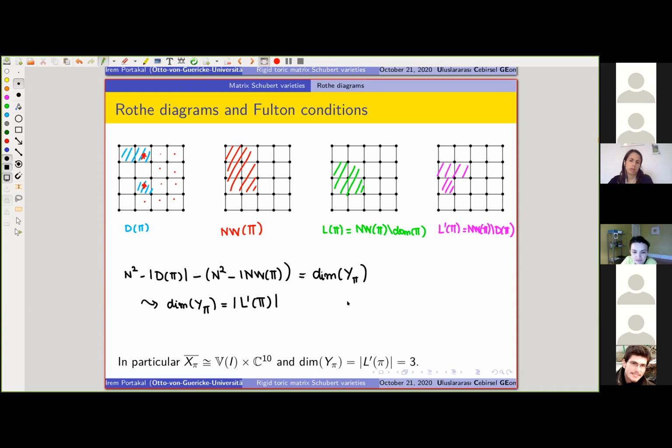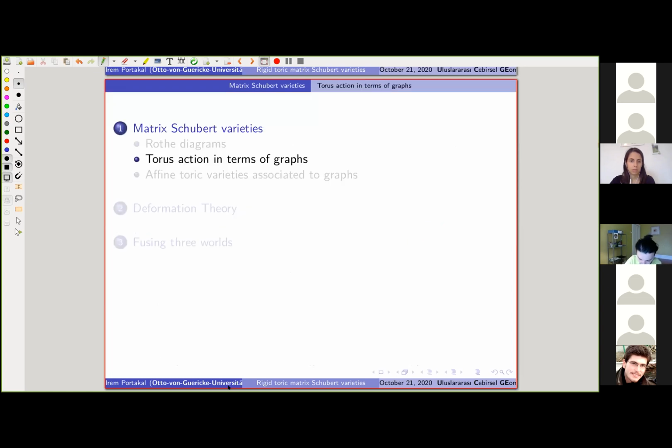So this is important because when we are looking at the complexity of the torus action on this Y pi, like if it's toric, for example, then we are of course going to need this dimension. Also, we're going to need the dimension of the torus acting on there. And in particular, we have here 10 free boxes for our example, and this variety was 3-dimensional because it was generated by one binomial. Okay, so this was matrix Schubert varieties.